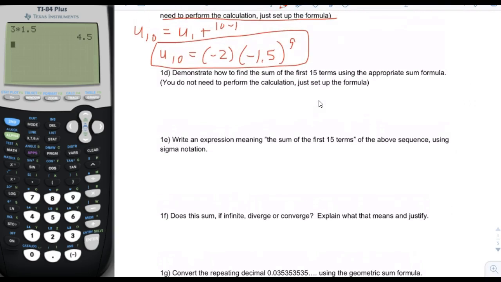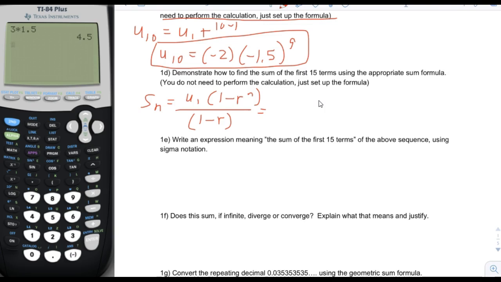Let's see, we're going to 1D. Demonstrate how to find the sum of the first 15 terms using the appropriate sum formula. In this case, we're going to use the sum formula for the geometric series, S subscript n equals U1 times (1 minus r to the n) divided by (1 minus r). Put that in parentheses too, especially on the calculator, you need to put that in parentheses.